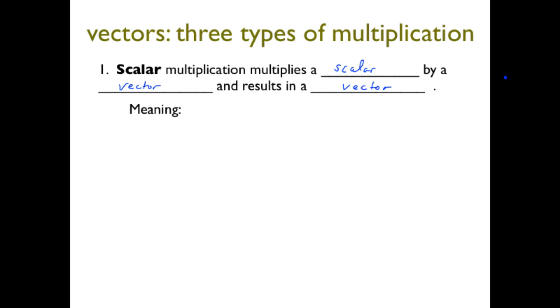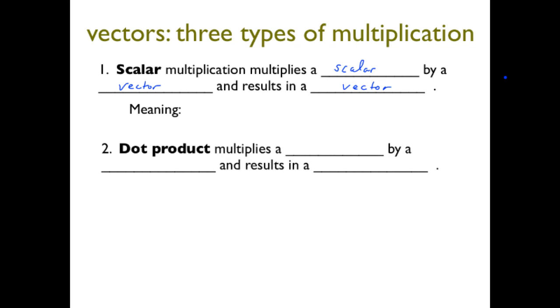Okay, the next type of multiplication we've seen is the dot product. Go. Multiplies what by what and results in what? He wants vector times vector giving us a scalar. People are nodding, okay?